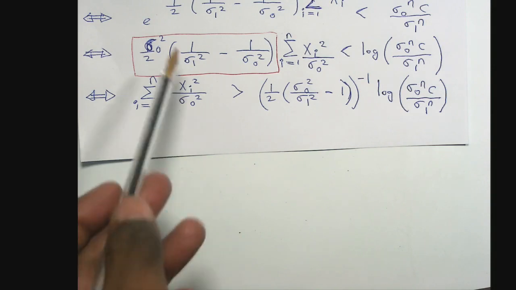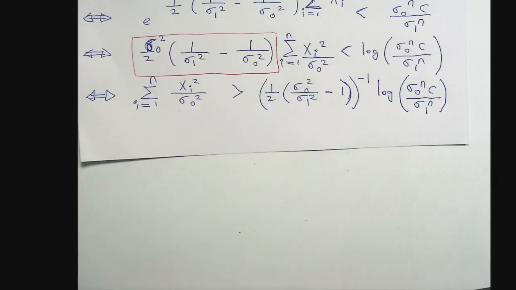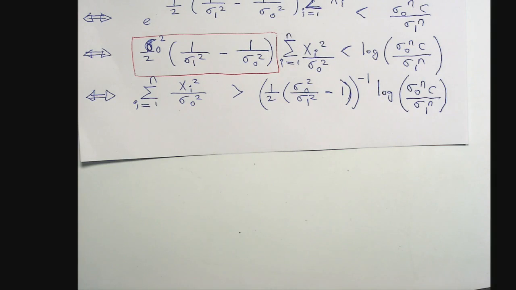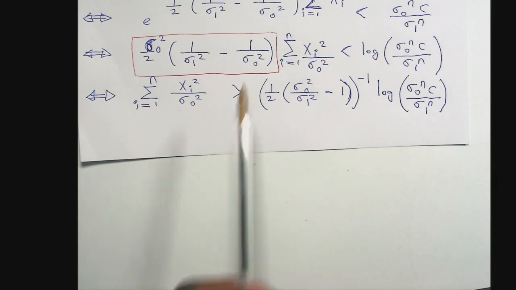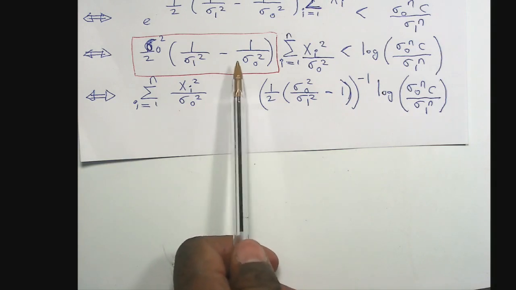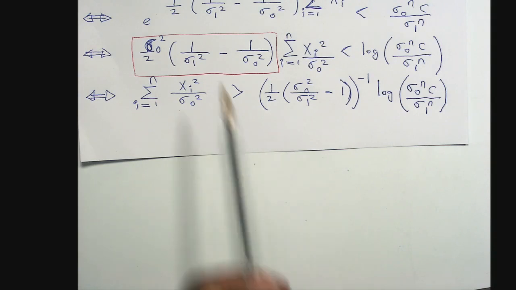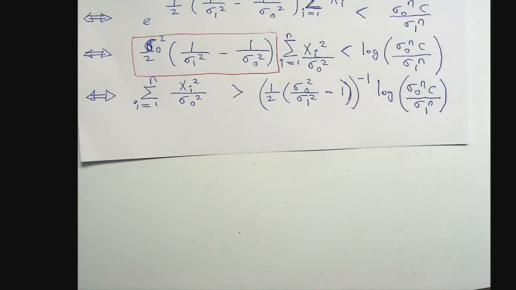Because this guy here is a negative number, right? So when you divide by a negative number, you need to change the less than to greater than. The reason that this is a negative number is because, if you read the question, guys, it says sigma 0 is less than sigma 1, and therefore this one is a negative number. Okay.